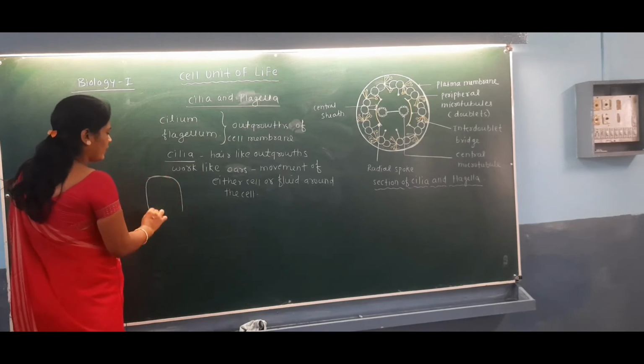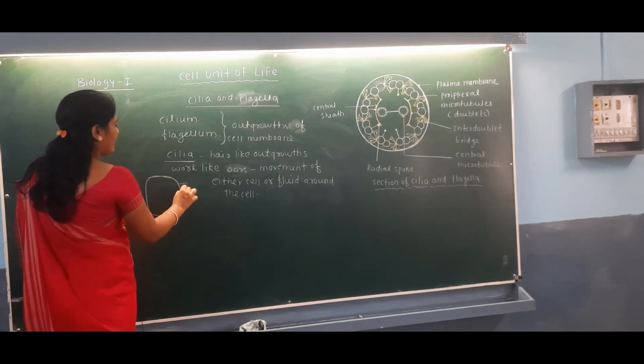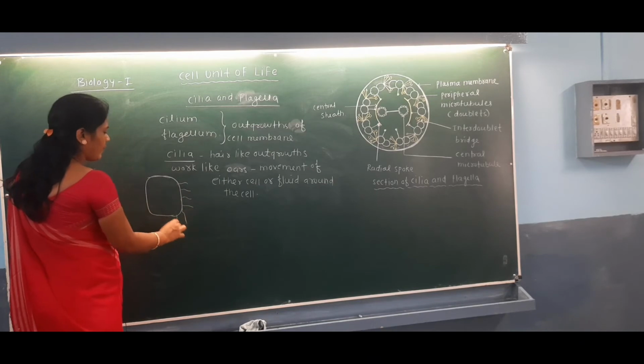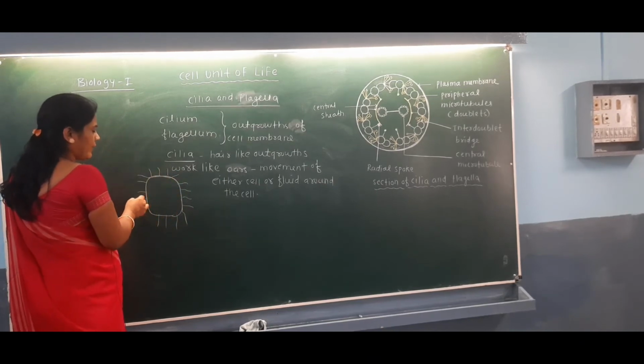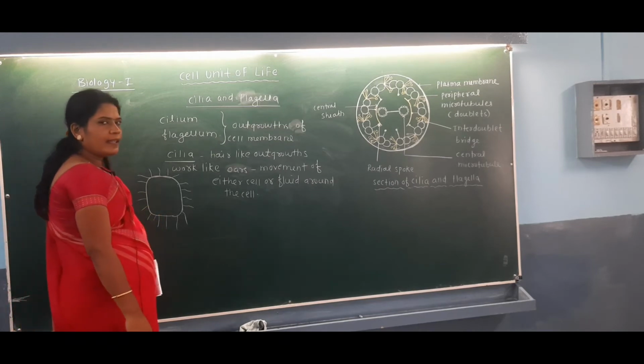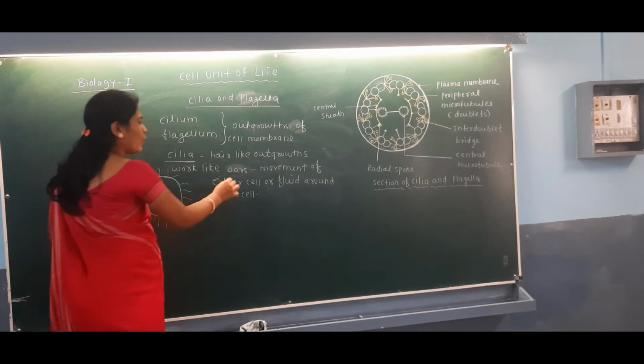So see here, this is the structure of the cell. This is the cell membrane, and from this cell membrane there are hair-like outgrowths. These outgrowths we call cilia, and these cilia work like oars.